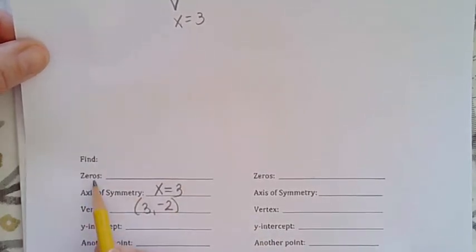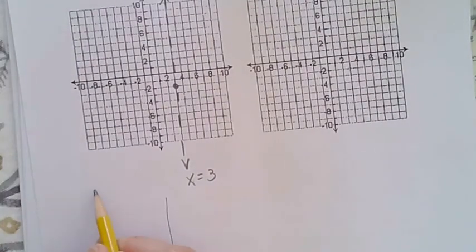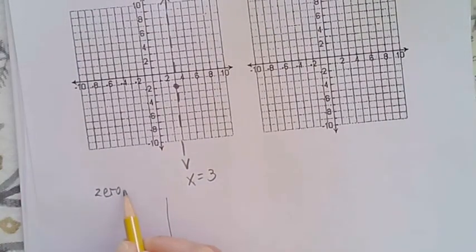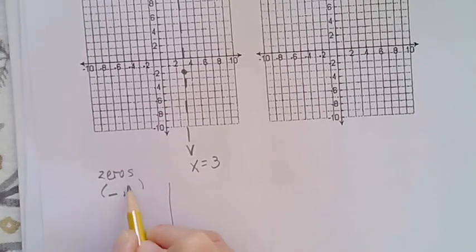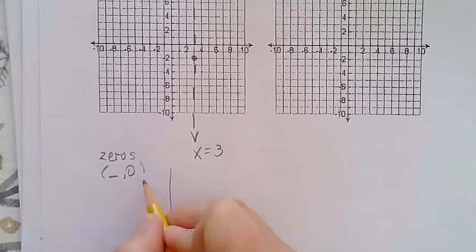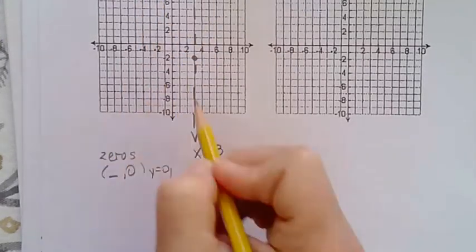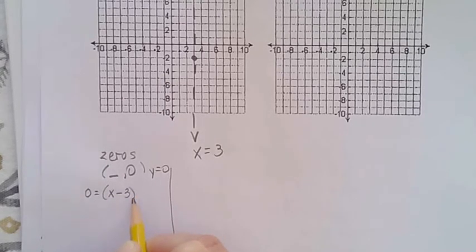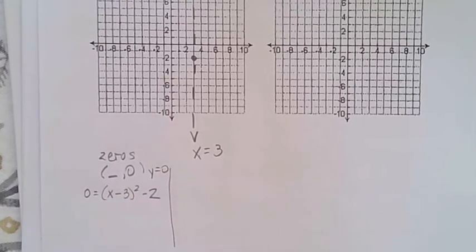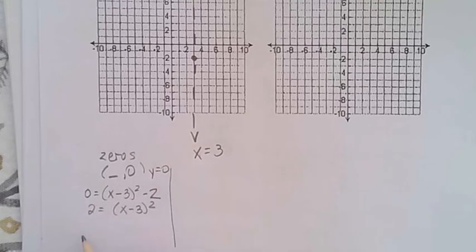Next, you have to find your zeros and your y-intercept. Okay, remember your zeros are going to look like this. It's going to have an x number and then 0 for y. y is equal to 0. So I'm going to rewrite my equation, and I'm going to plug 0 in for y. Add 2. I'm going to flip it so it looks good.